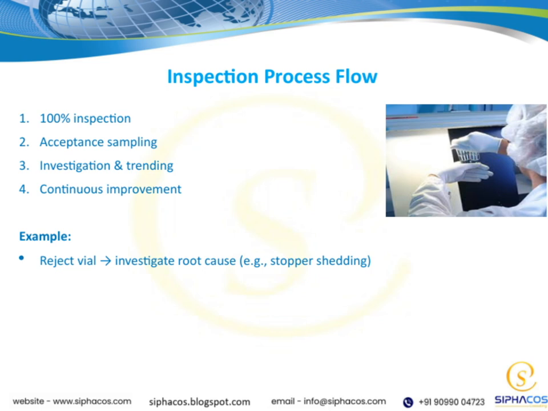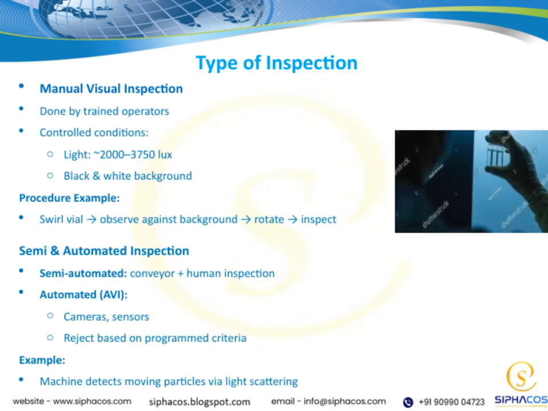Finally, we focus on continuous improvement, using the insights gained to enhance our processes, increase quality, and reduce waste. Together, these steps create a robust system for maintaining high standards and driving ongoing excellence. Now, let's look at the different types of inspection we use.